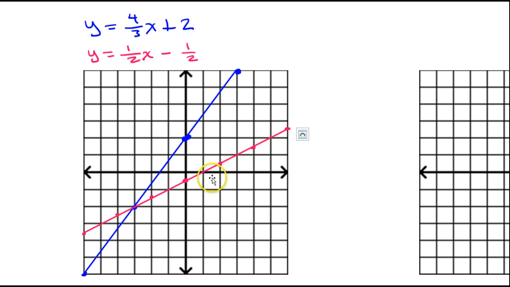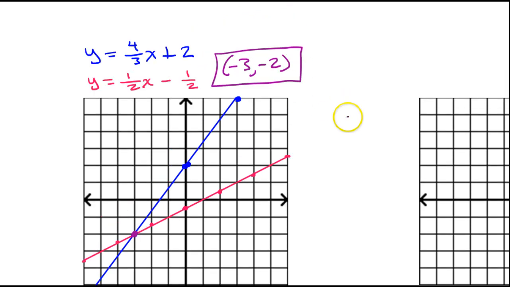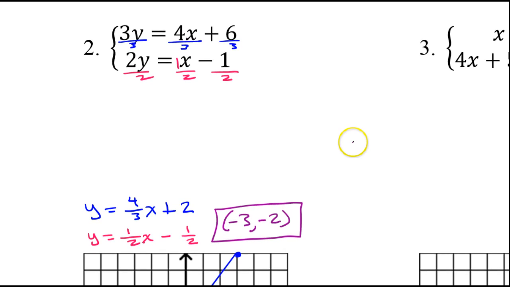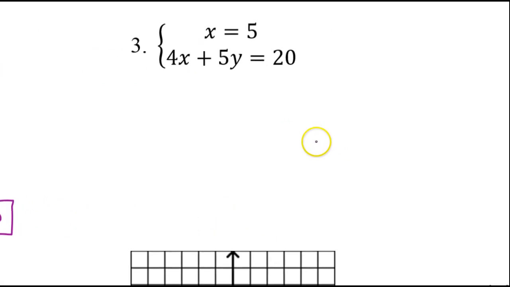Okay, so the point of intersection seems to be right here at -3, comma, -2. So that will be the solution for problem number 2. All right, let's do one more.